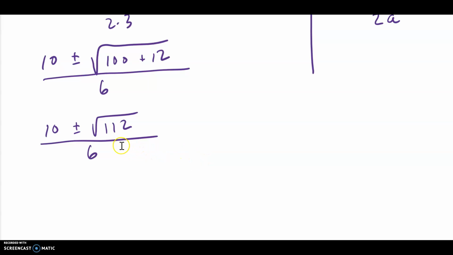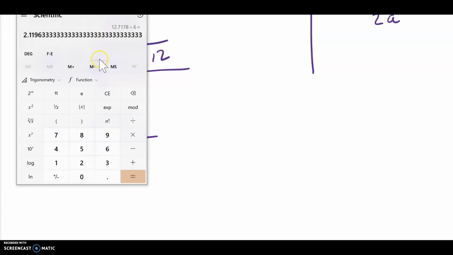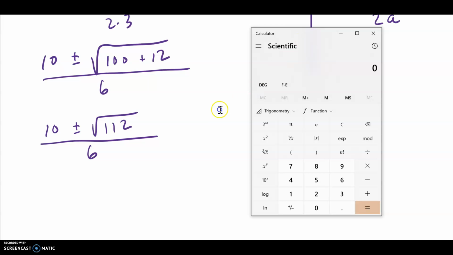But actually, let's do part B first. Let's get the approximate solution. So let's get a calculator and take the square root of 112. Any old calculator with the square root button will be fine. On some calculators, you have to type the 112 first and then hit the square root sign. Other calculators, square root sign and then the 112. On this calculator, you type the 112 and then you hit square root right there.